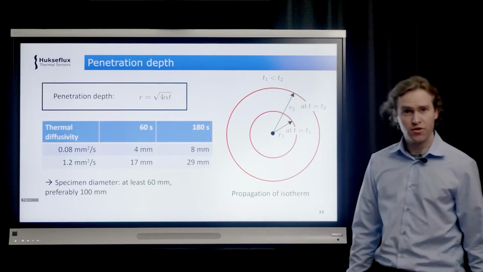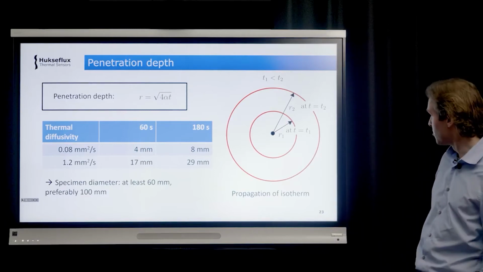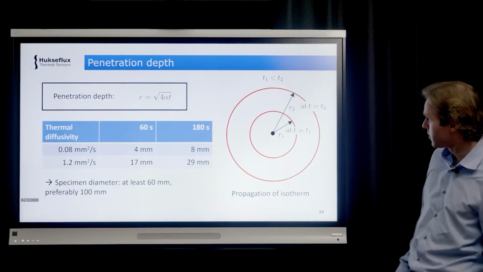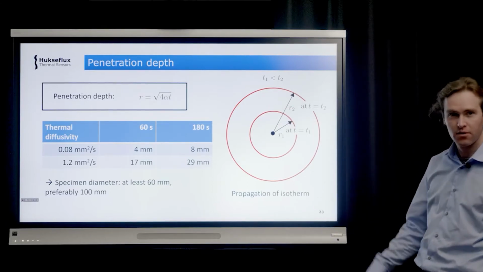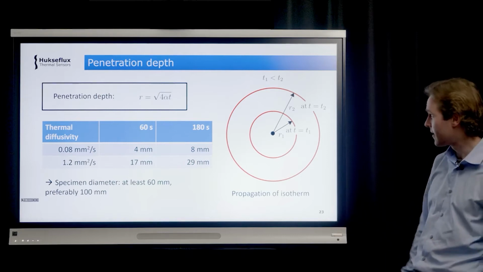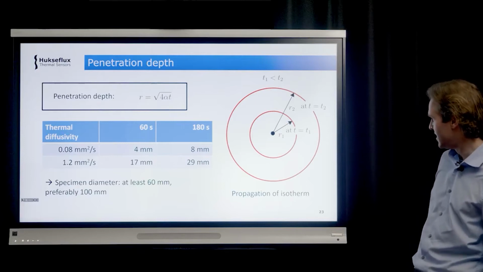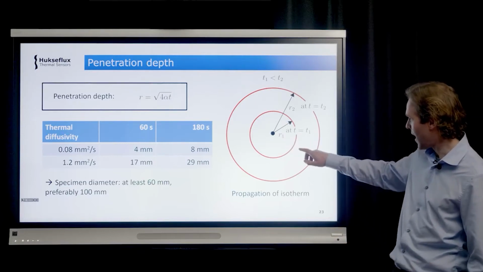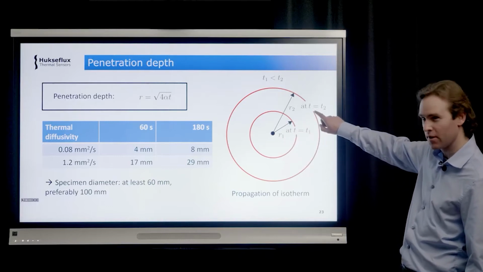So the thermal diffusivity describes how quickly the heat propagates through the material. The penetration depth is given by the square root of the thermal diffusivity times the time that the heat has been propagating. You can basically see this as the propagation of an isotherm through the material. At some point it will be here, and then at some later point it will be there.